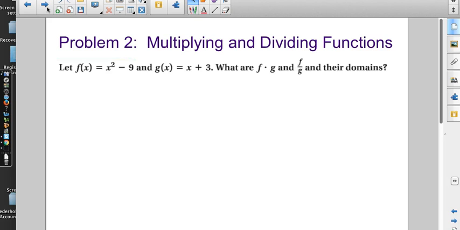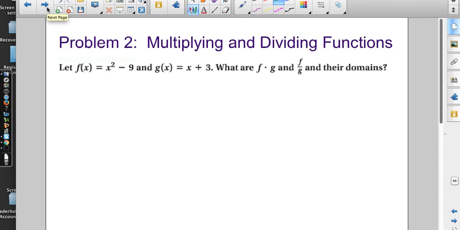So, multiplying and dividing functions. The doctor antenna goes up and you think, wait a minute, if we're going to be doing division, I know there's going to be a restriction. If we're going to divide by x, there's going to be a restriction. But the first thing we do is we check them and see, do they have any restrictions to start off?